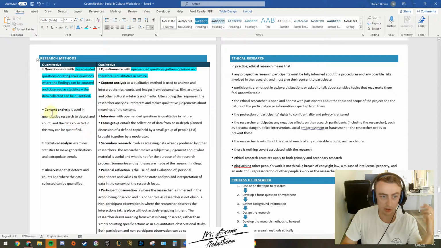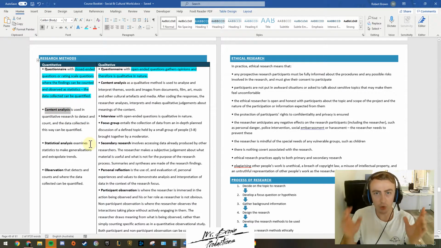So essentially with the content analysis it's kind of how the word describes. You're analysing a bit of content. So let's say it's a newspaper article. That's the content you're going to analyse.